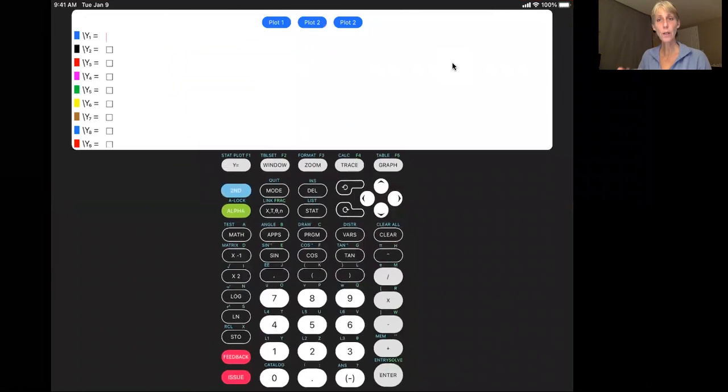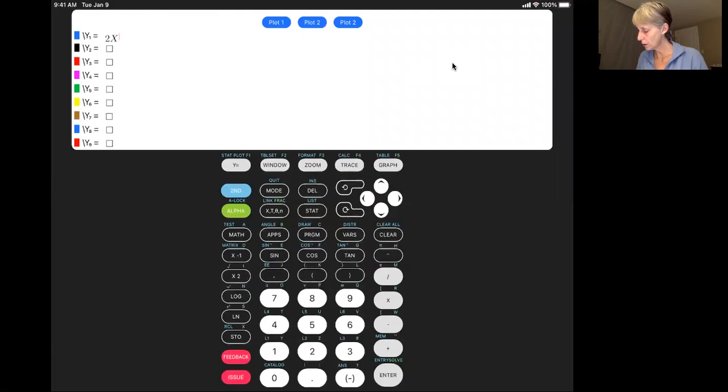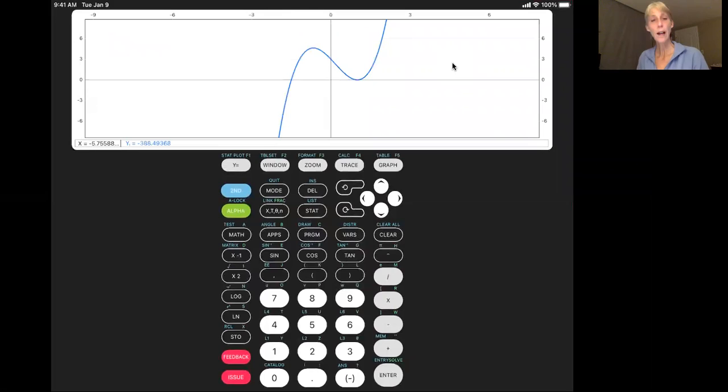Clear out the function, put in your new function: y equals 2x cubed minus x squared minus 4x plus 3. Double check that I have it right because I'm known to make mistakes. Check out the graph. Okay. And on the graph, I see it looks like, this graphing calculator is so hard to see on.